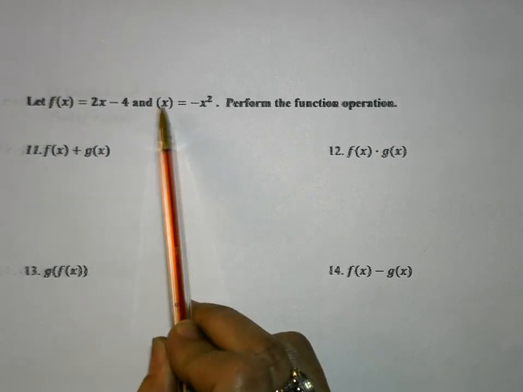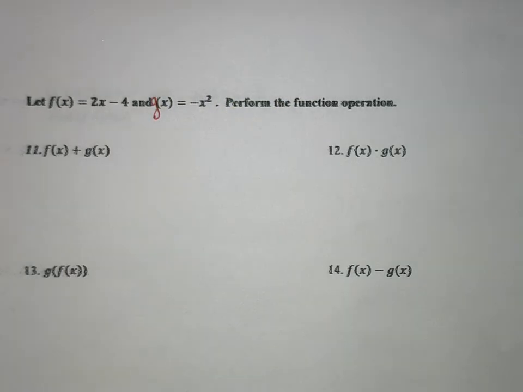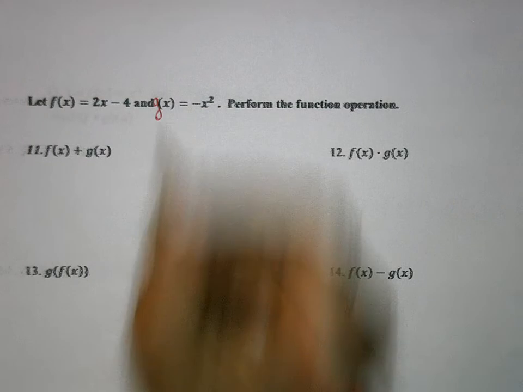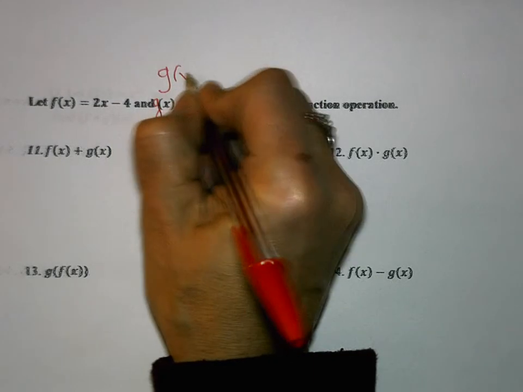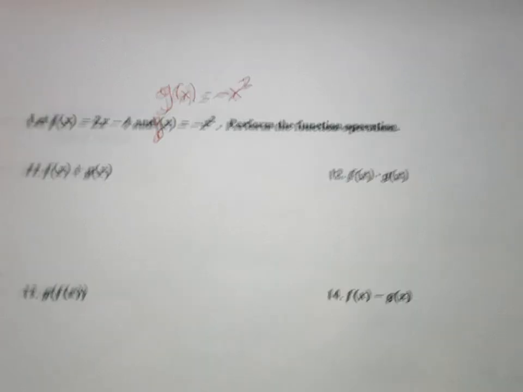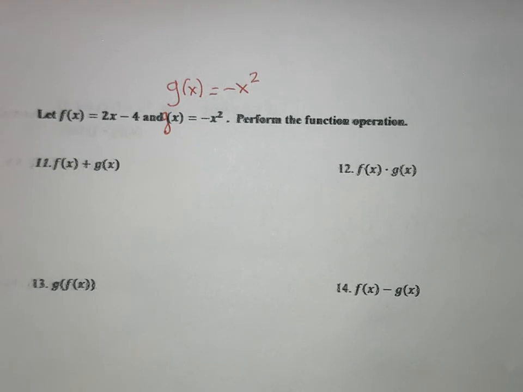And then it says, if there's a typo here, it should say, and g of x is negative x squared. So let me write it bigger here, and g of x is negative x squared. Okay, so that's all they're saying. Perform the following function operations. First they're asking us to add them.